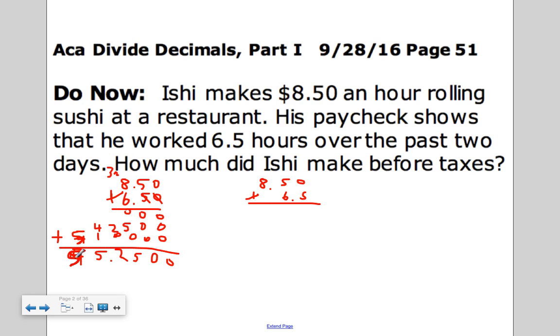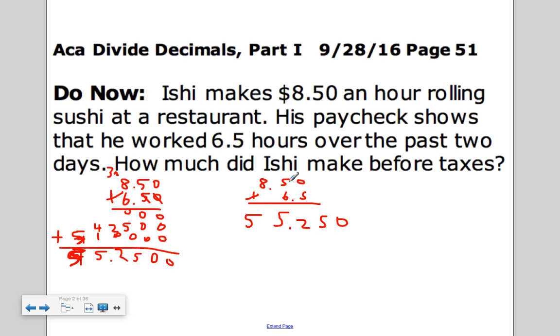So that's why I always use reasonableness for this. I knew something was wrong here because if I estimate, he makes about $8 an hour. He worked about 6 hours. 8 times 6 is around $48. So I knew our answer has to be around 48. 41 was way too low, so I knew it had to be $55.25. If you had done it this way, you would have gotten this answer. 5, 5, 2, 5, 0. How many digits are behind the decimal point? 3 digits. So we move it 3 digits.